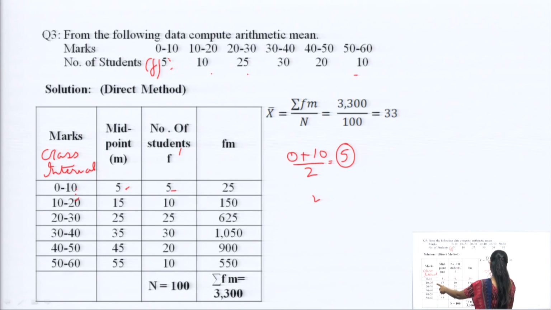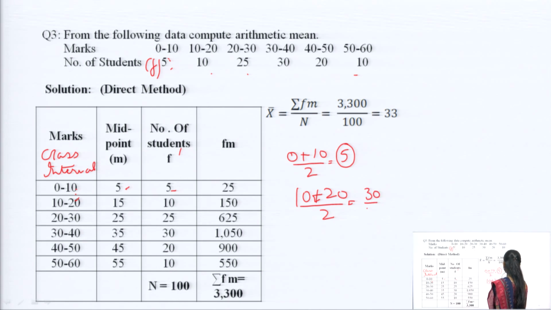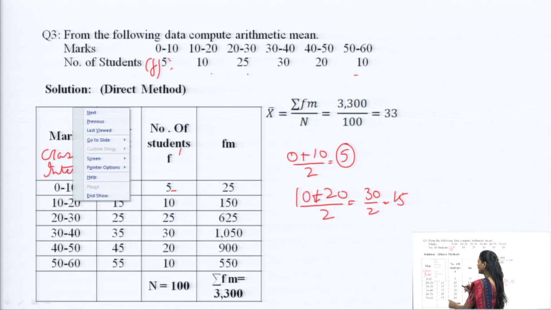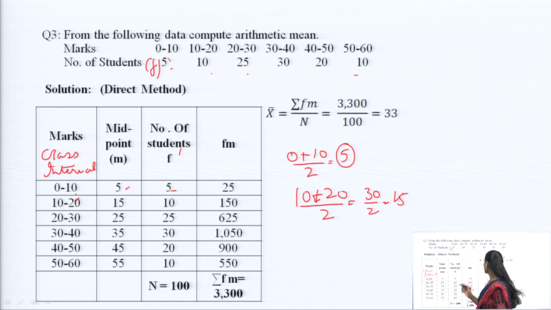Next, we have 10 plus 20 divided by 2. 10 plus 20 gives you 30, divided by 2 gives you 15. This 15 becomes the midpoint. So, you can do it directly or you can apply the formula to find the midpoint. So, 5, 15, 25, 35, 45, 55 become the midpoints. The formula demands summation of fm over n. We have f, we have m. Now, one more column has to be built here, which talks about fm.